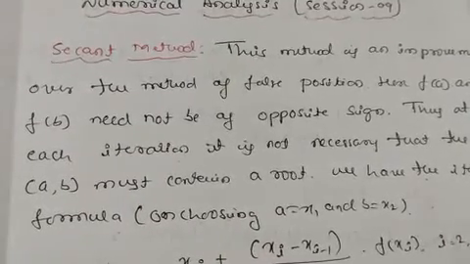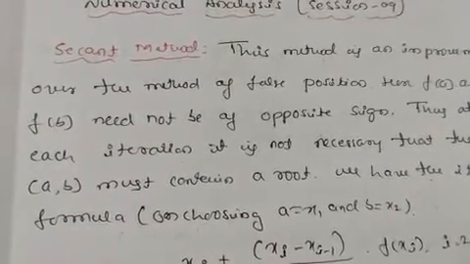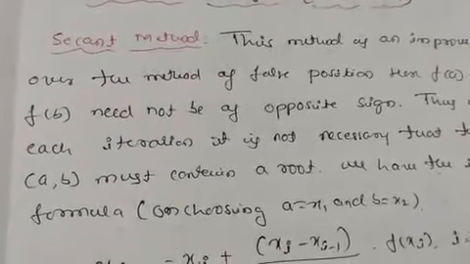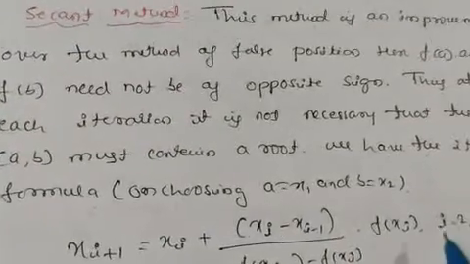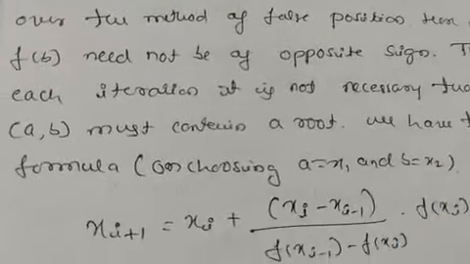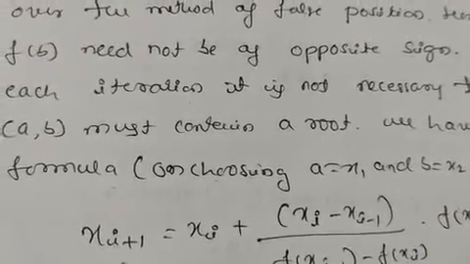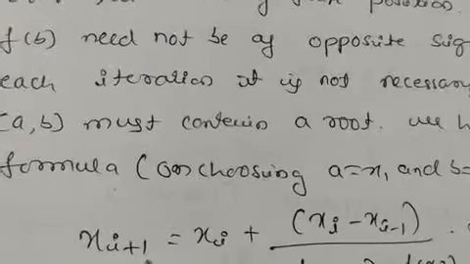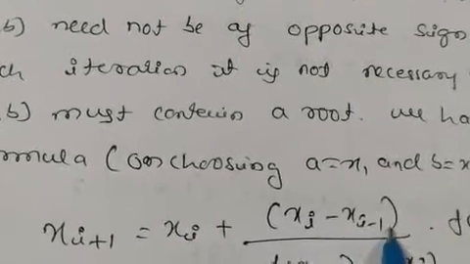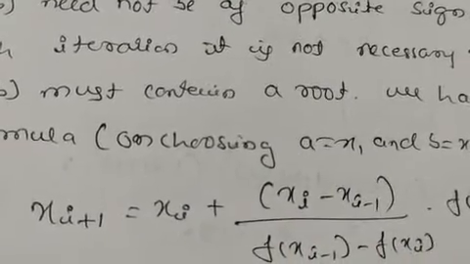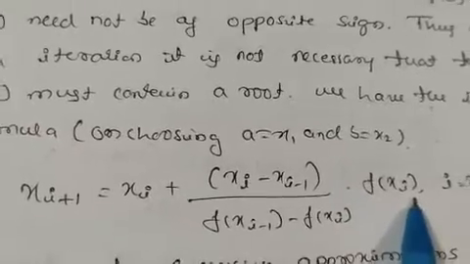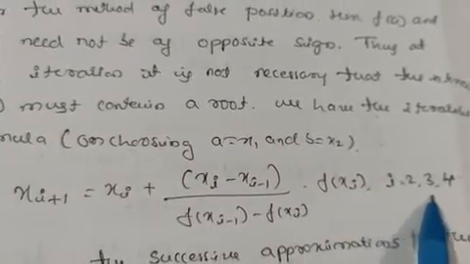Here it is not necessary that f of a and f of b have opposite signs. The only thing is you have to find f of a and f of b, taking a as x1 and b as x2. So the next approximation is x(i+1) equals xi plus (xi minus x(i-1)) divided by (f of x(i-1) minus f of xi) into f of xi. This is for all i equals 2, 3, 4 etc.